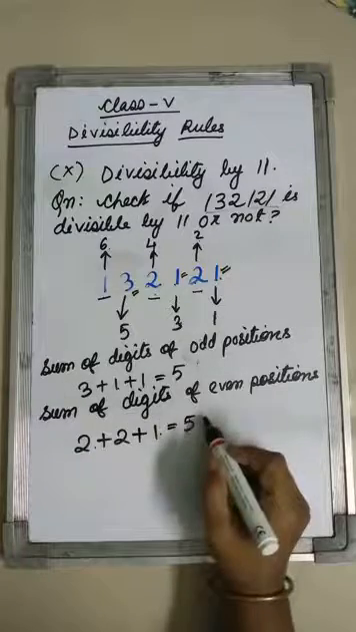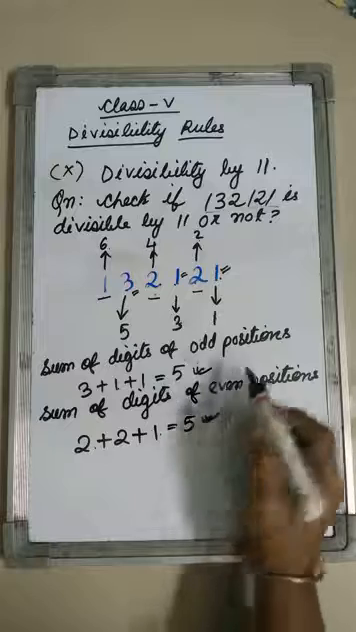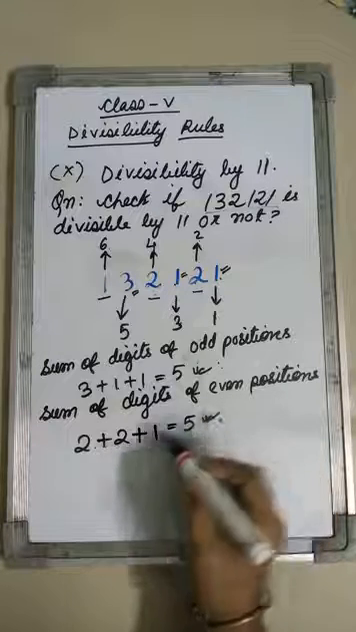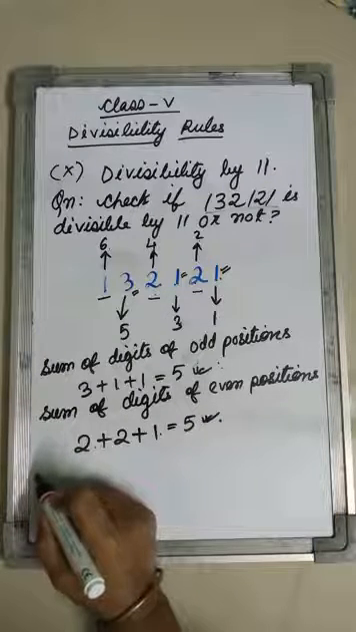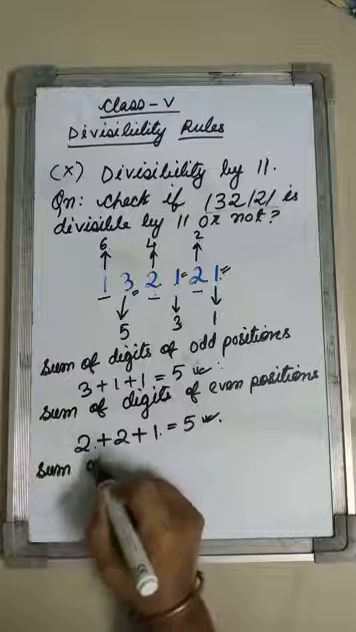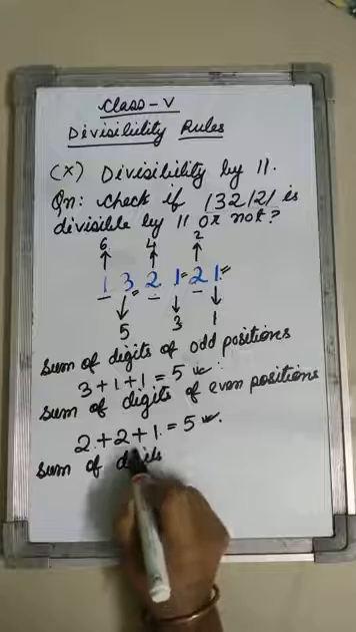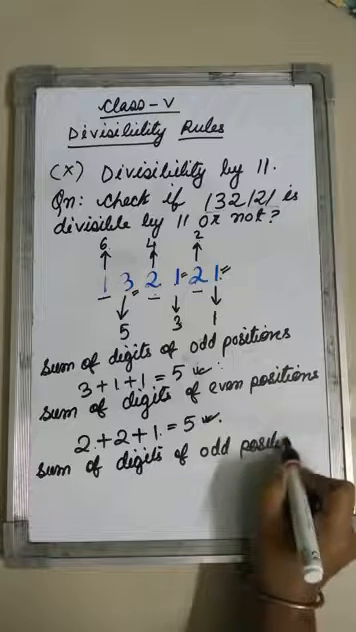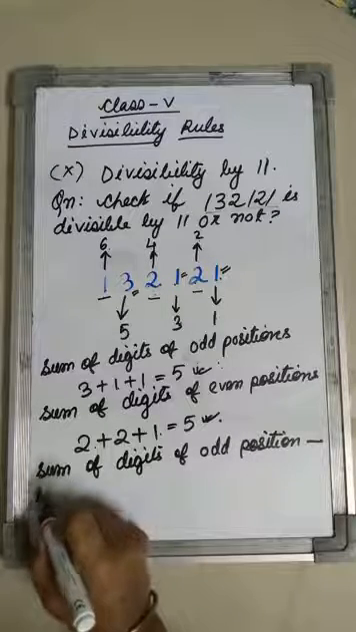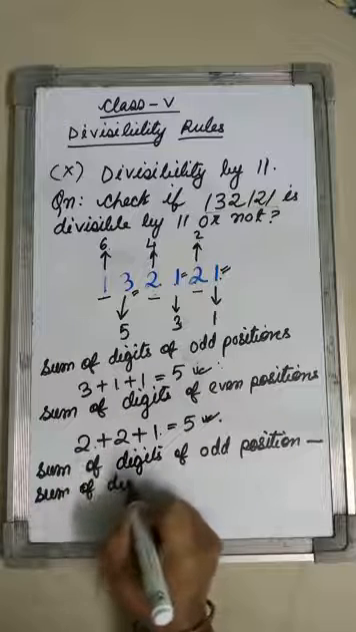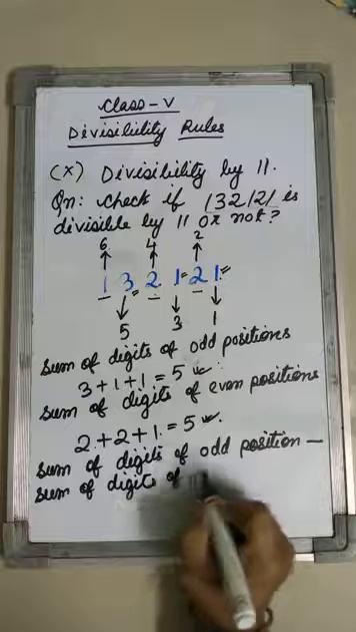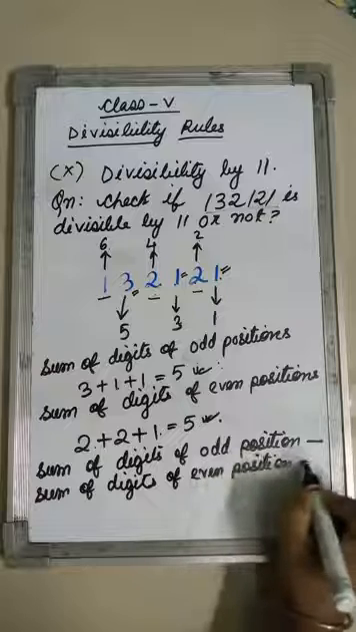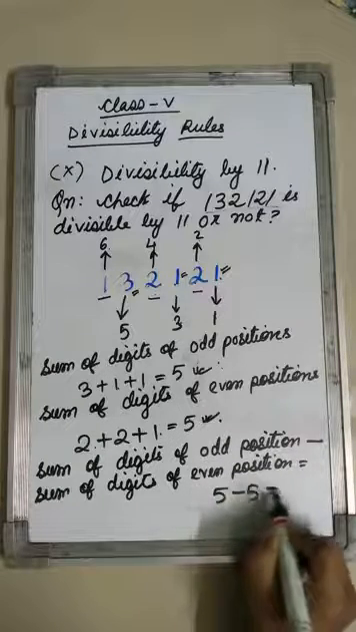So if we subtract this number from this, you can subtract either way. So sum of digits of odd position minus sum of digits of even position is equal to 5 minus 5 equal to 0.